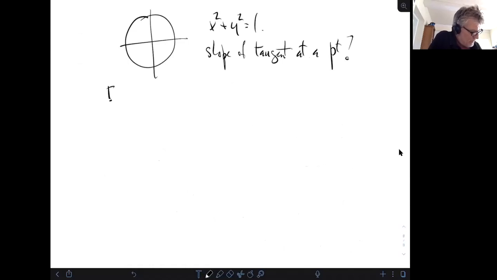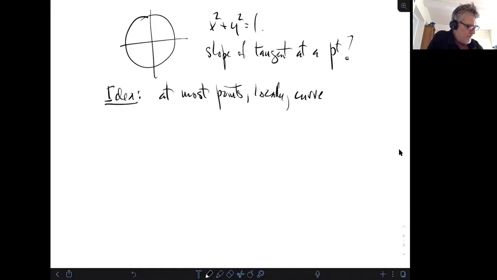So it's a simple idea. I mean, it's a deep idea, but the idea is easy to see. At most points, locally, the curve is a graph. Okay? So if you look at this curve, there's a couple of bad points, but otherwise, if you just zoom in close to your favorite point on this curve, you're basically looking at the graph of a function.